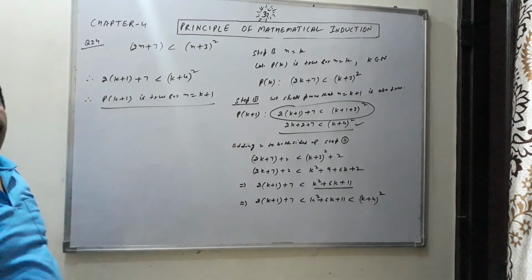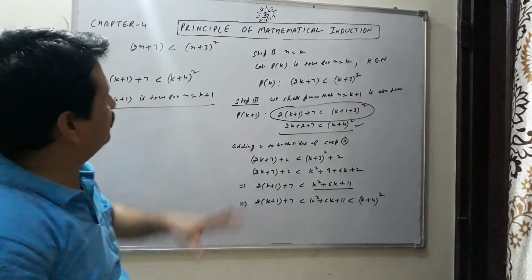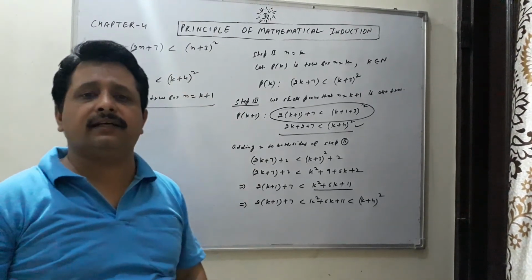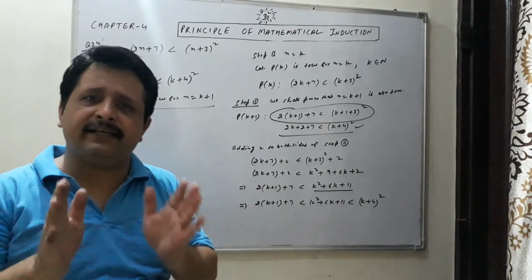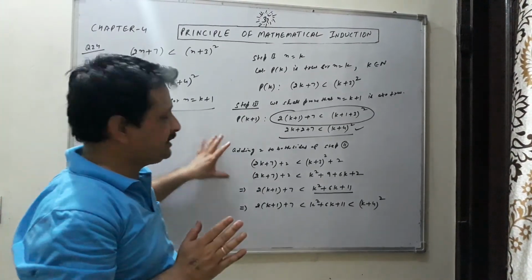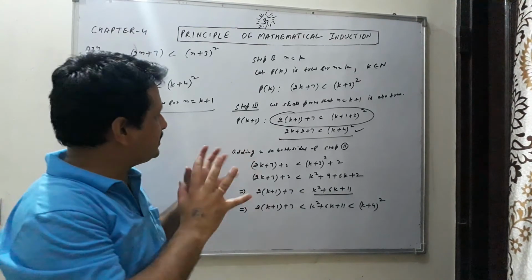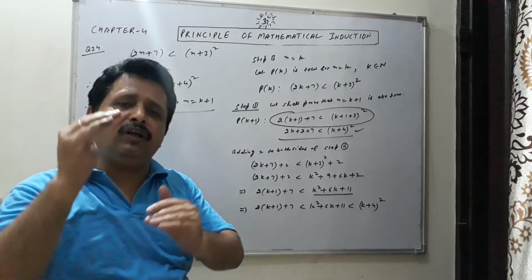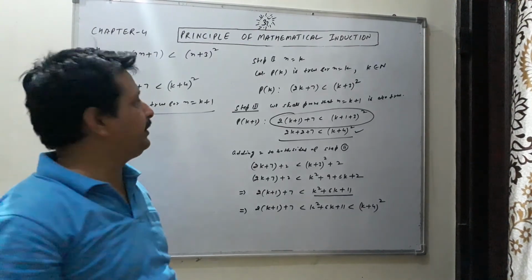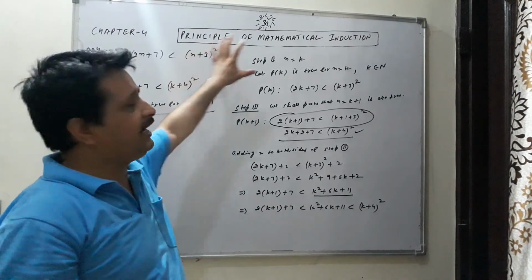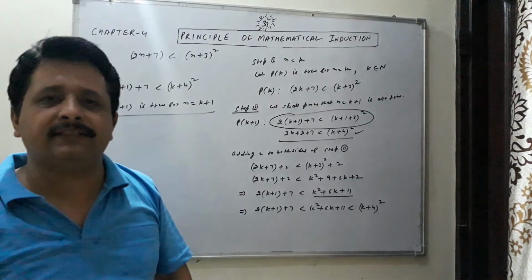So students, this is the way to solve such types of questions where an inequality sign is there. Once again I want to give you some tips here. Your step number 3 is very important. Try to understand step number 3. If you understand step number 3 very easily, students, you can understand the PMI topic and very easily get good marks in this chapter. Thank you very much.